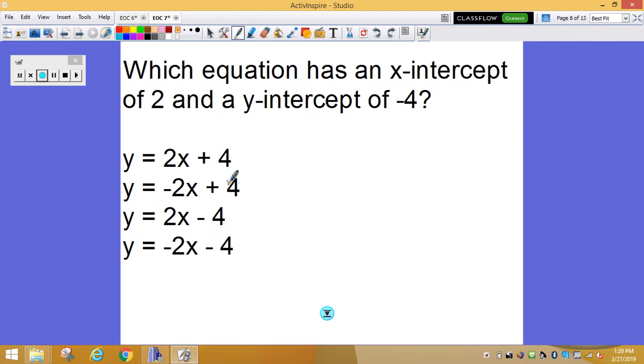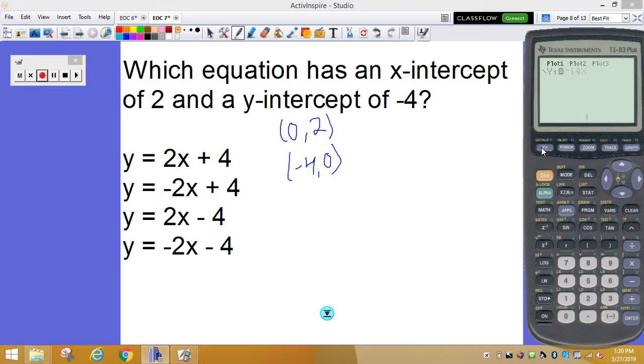Which equation has an x-intercept of 2 and a y-intercept of negative 4? Well, here's what I would do. The x-intercept would be at 0, 2. The y-intercept would be at negative 4, 0. I'm going to use my calculator. I'm going to go to y equals. I'm going to type in A, 2x plus 4, and hit second graph. Let's see if those points are there. 0, 4. No, I wanted 0, 2. So that's not right.